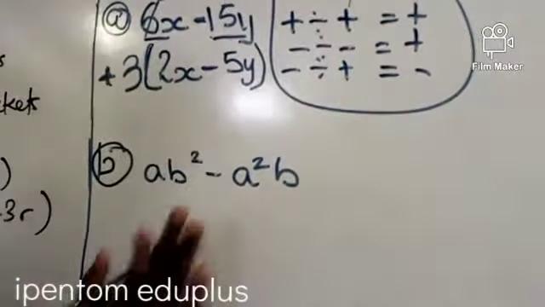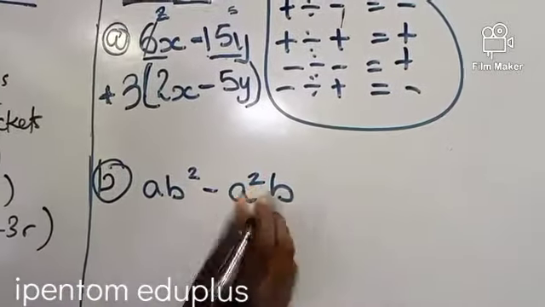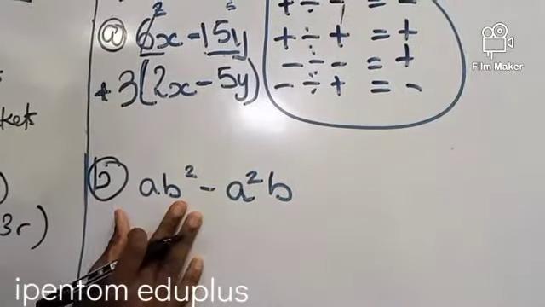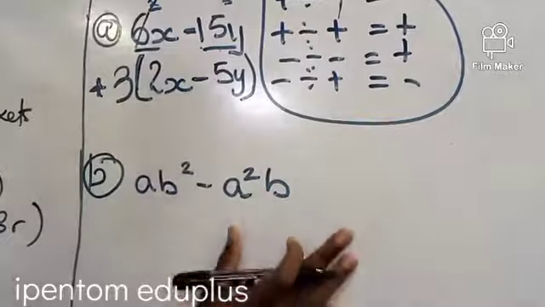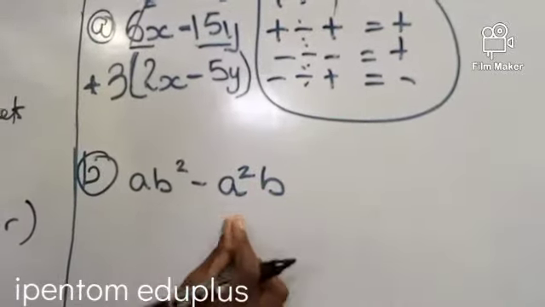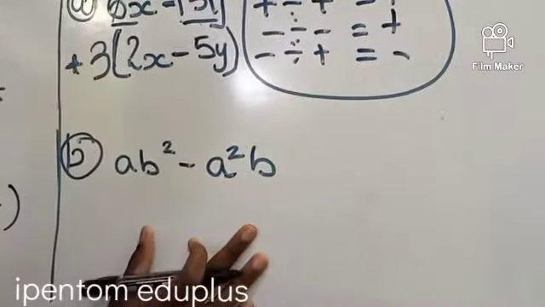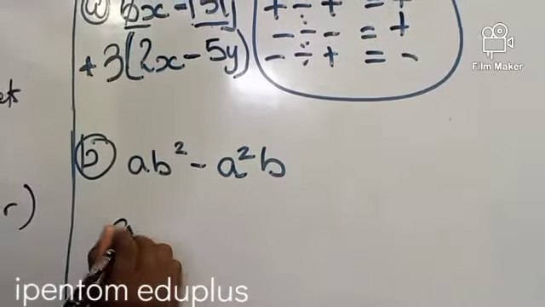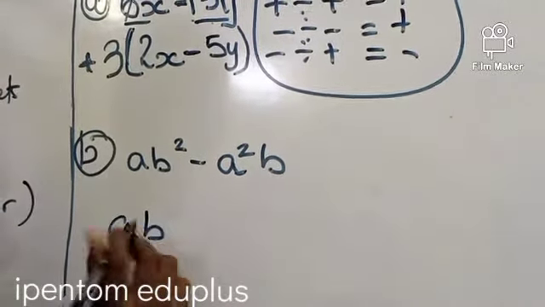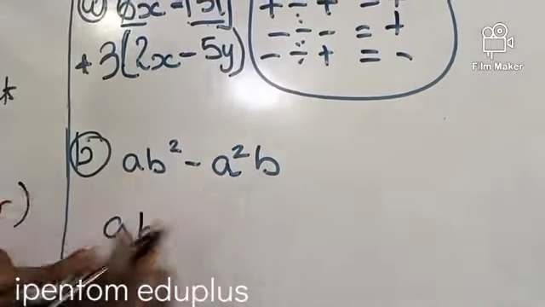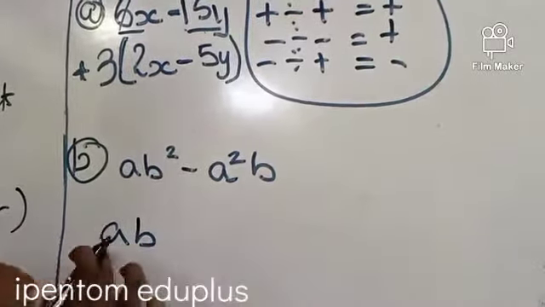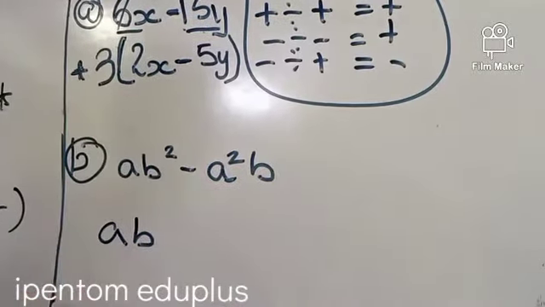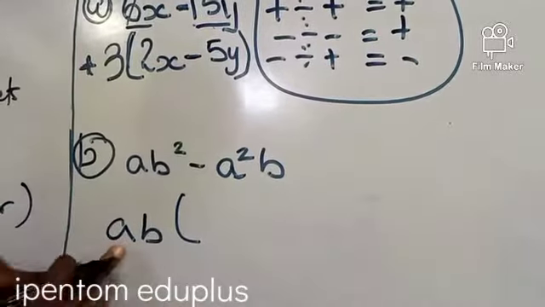For option B, AB square minus A square B. So you look for what is common. Here and here are not the same. Here there's B square and here there's A square. So between the two of them, the common ones are A and B, because you can see A here and also B here, and you can see A here and also B here. So the common factor is A and B.